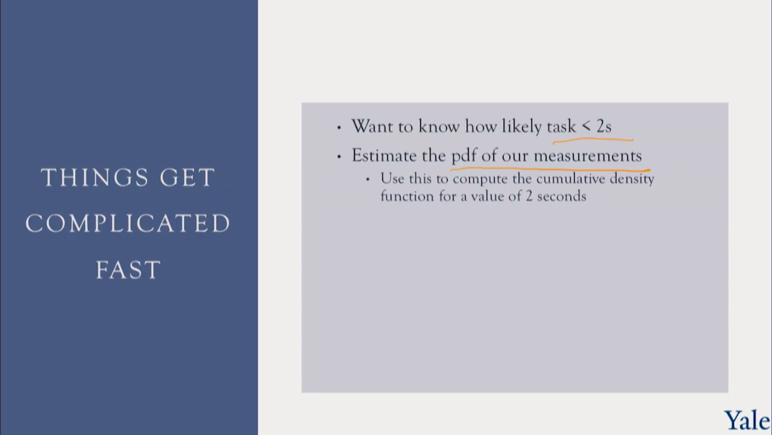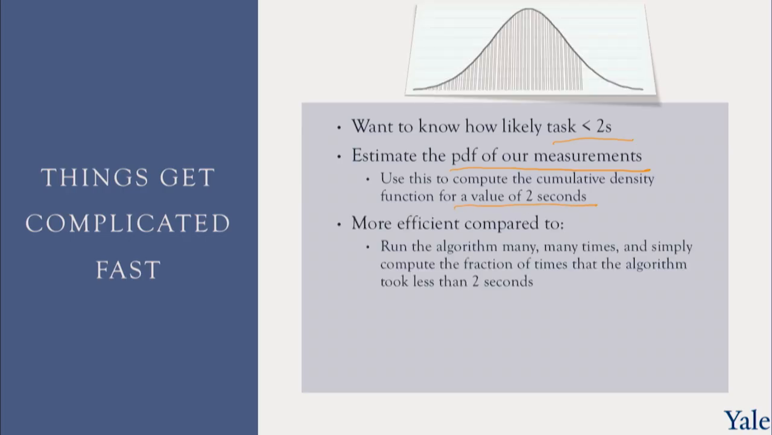Once we have this, we want to compute the cumulative density function for a value of less than 2 seconds. So remember, this is the probability density function. The cumulative function is just the area under the curve summed up below the value of 2 seconds, which could be right here. So if we say this is in fact 2, all these events here are less than 2. This is more efficient than running an algorithm multiple times and then computing the fraction of times that the algorithm took less than 2 seconds, right? It's more efficient, it turns out, mathematically.